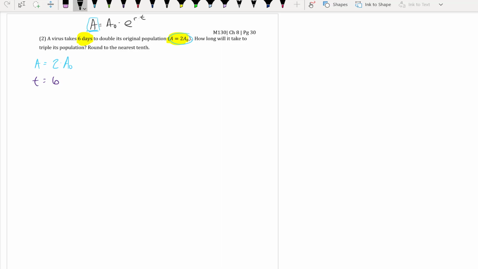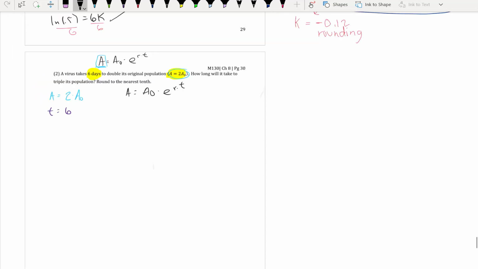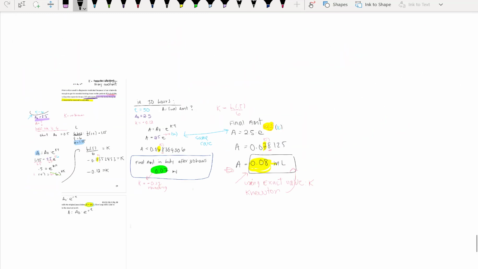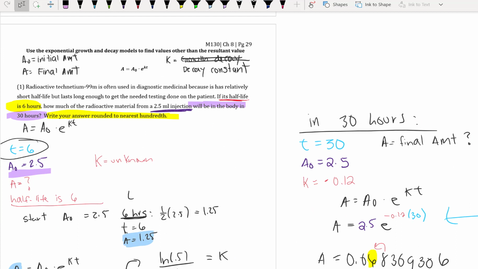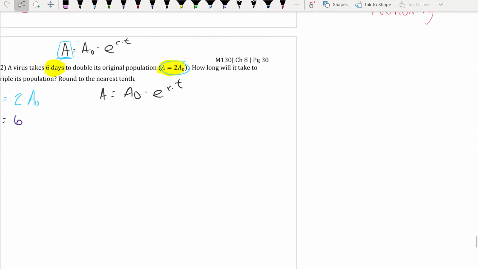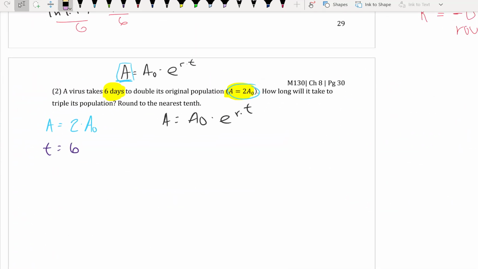And so if we have A is equal to A naught times e to the r times t, or sorry, not r, but it was k, right? I just want to make sure that we have the right formula here. On the top of page 29, we're using k for our decay constant. So really, this should have been k. And for our k, we're talking about that constant.